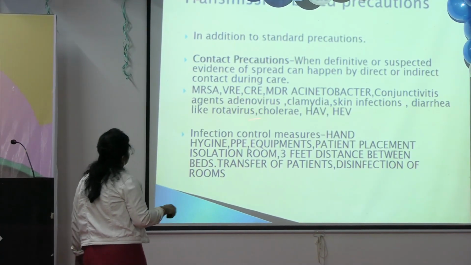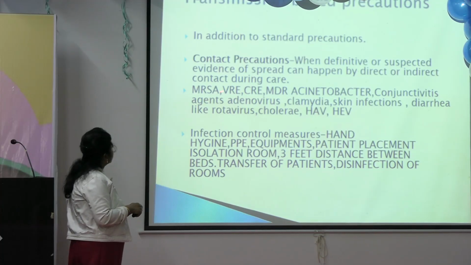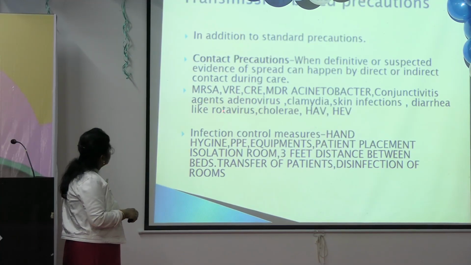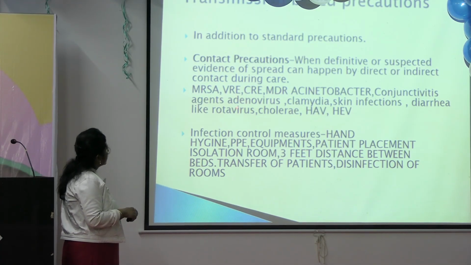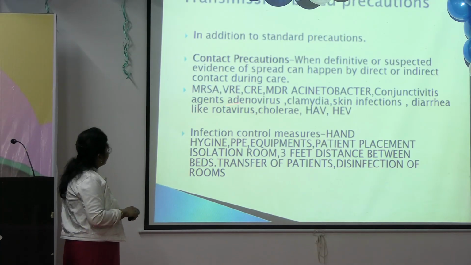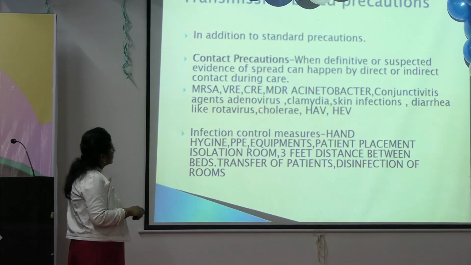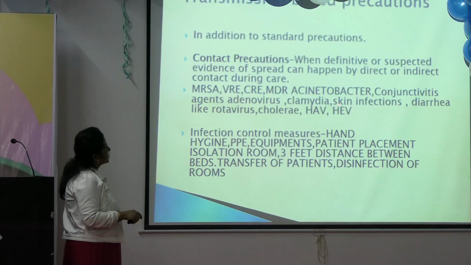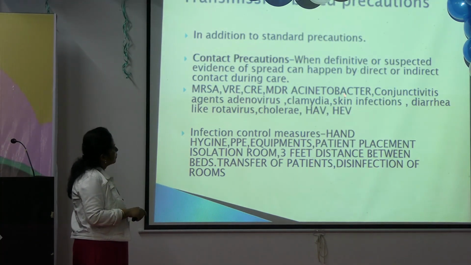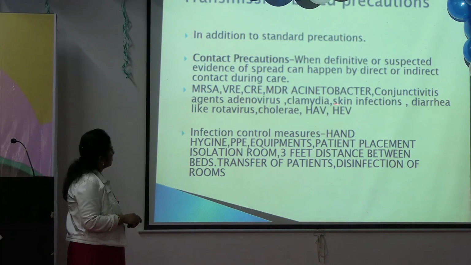So these are the bacteria and viruses that I have tried to put here. MRSA, you know this now, methicillin resistant Staphylococcus aureus, VRE, vancomycin resistant Enterococcus. Then we have MDR Acinetobacter, multi-drug resistant. Conjunctivitis: many conjunctivitis are also contagious. Then we have viral conjunctivitis. Then we have agents, adenovirus, chlamydia, some skin infections, diarrhea like rotavirus, cholera. And then we have HAV and HEV also.